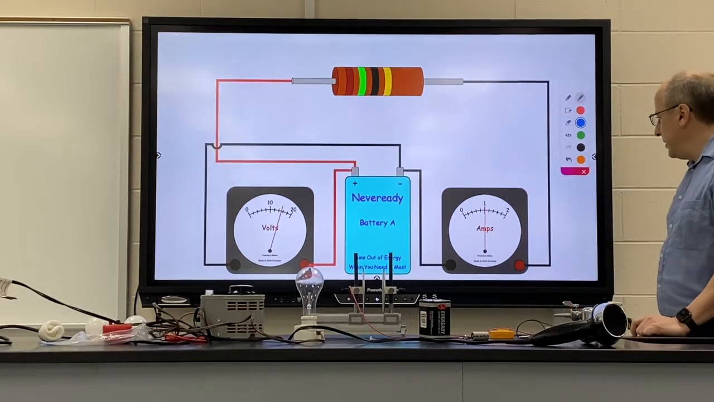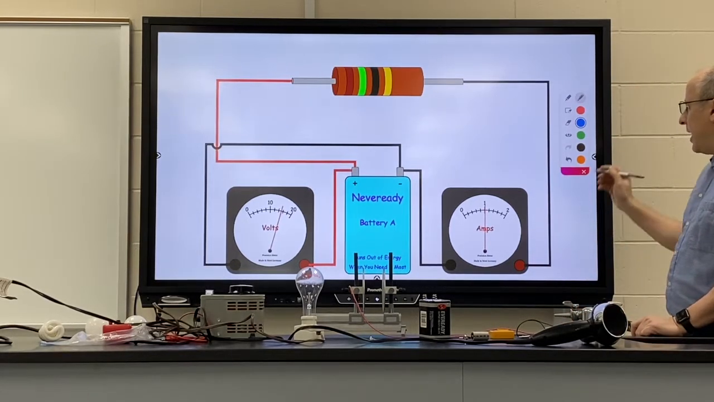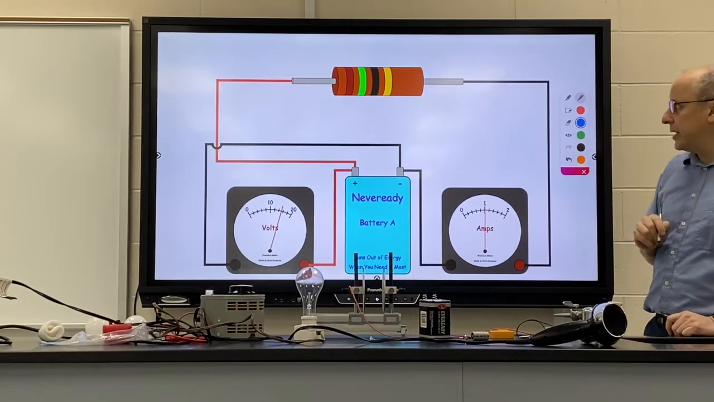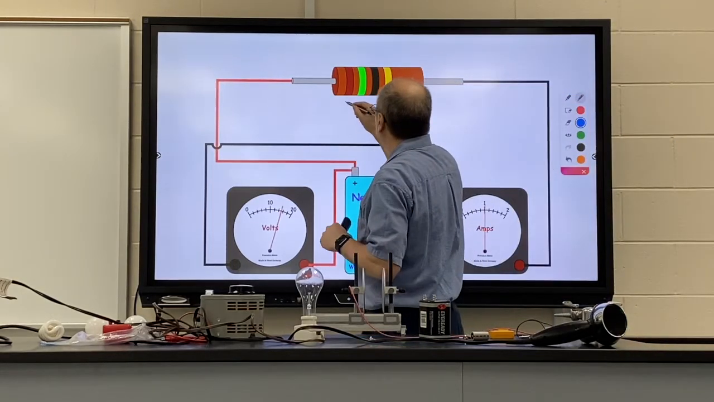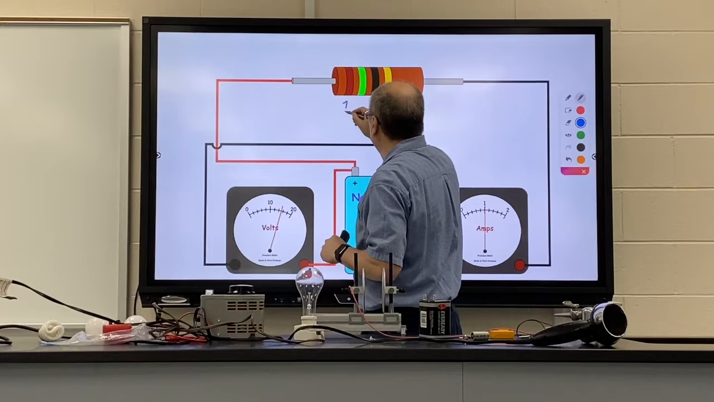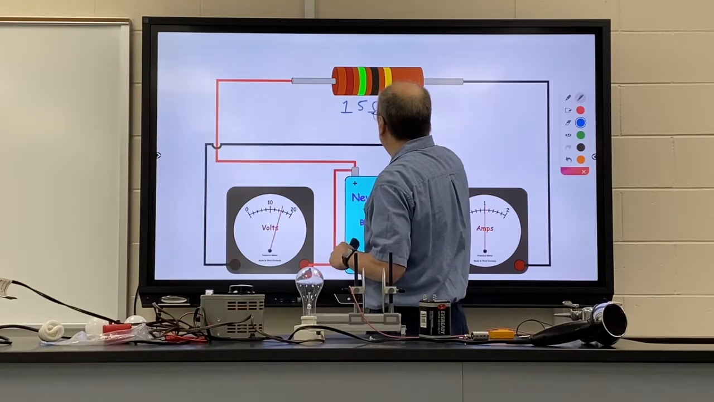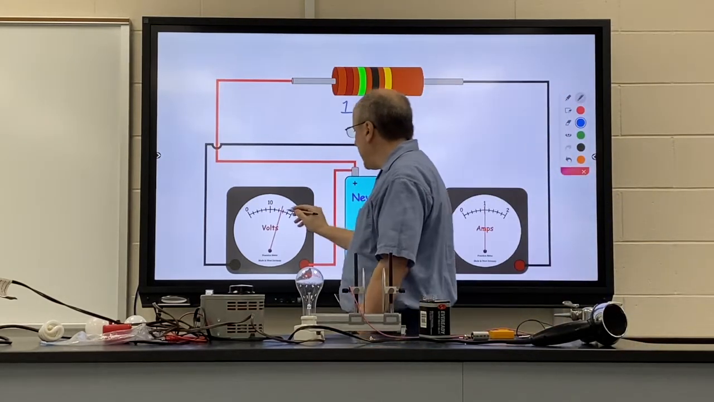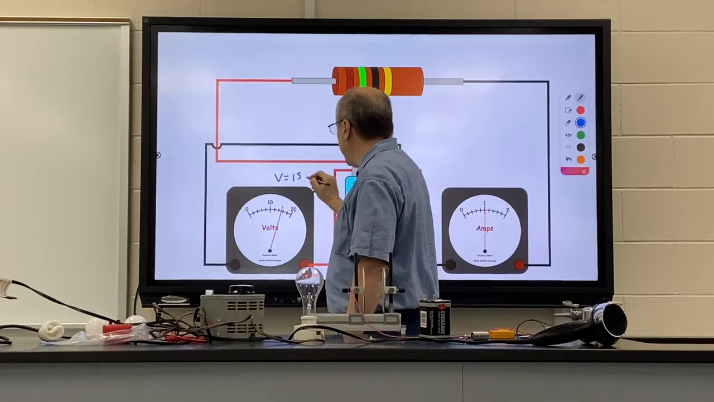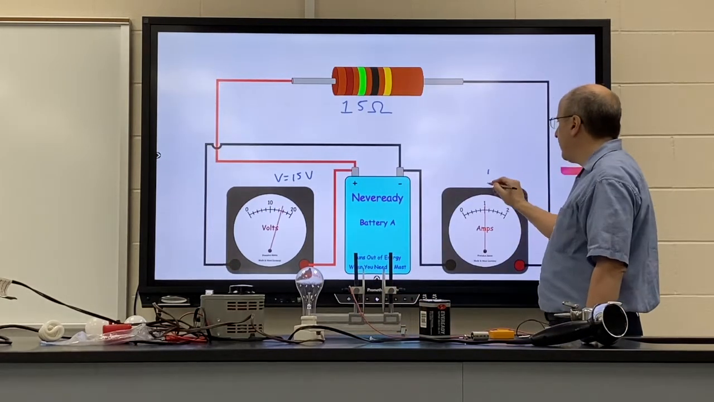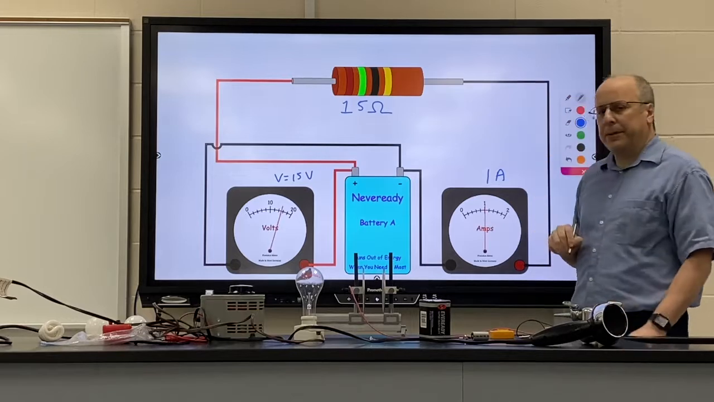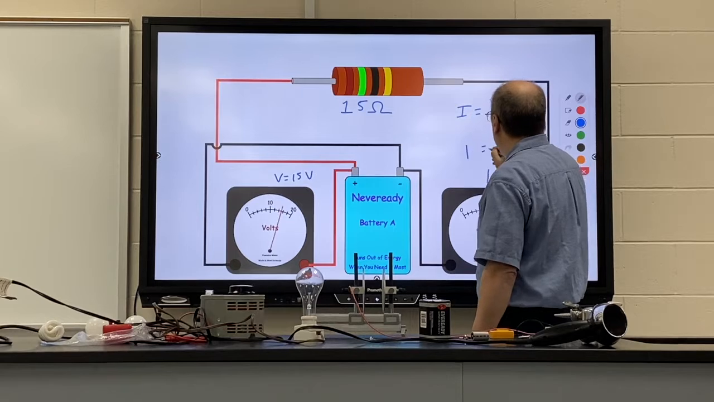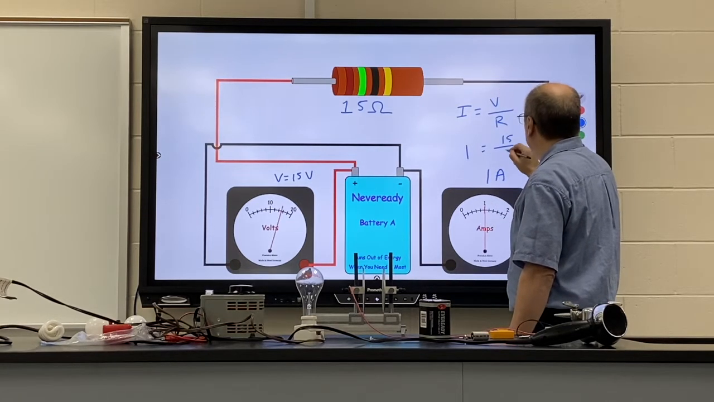I'd like you to try it. We've got a voltage, we've got a resistance, and we're going to see if our current matches up. So we have brown, green, black. 15 ohms. We've got a voltage of 15 volts. And you'll notice we've got a current of 1 amp. So I equals V over R. 1 equals 15 over 15.